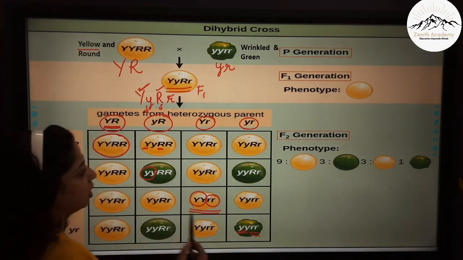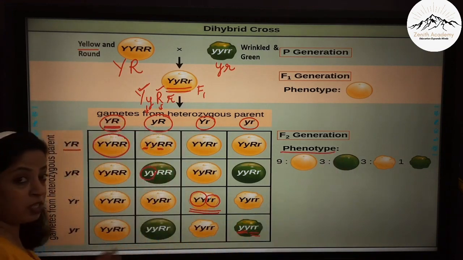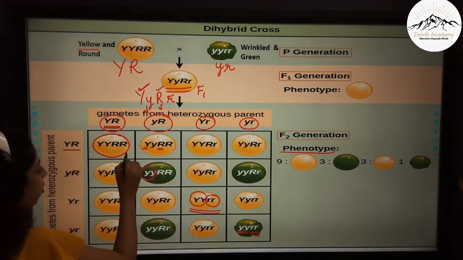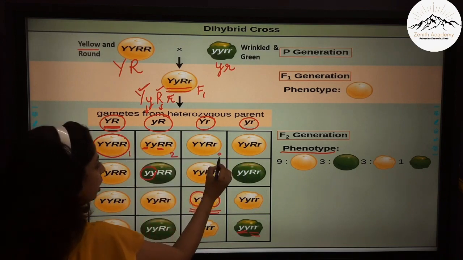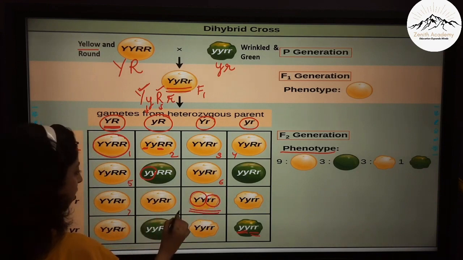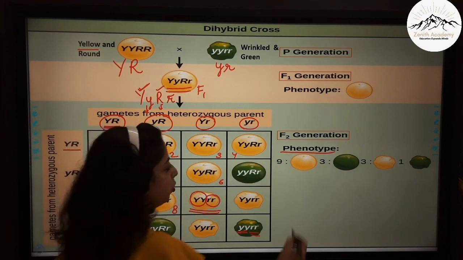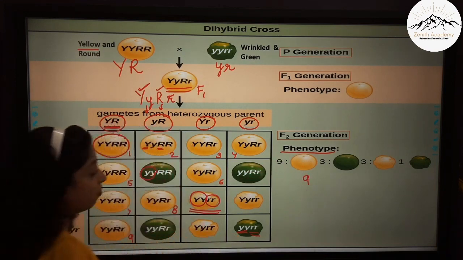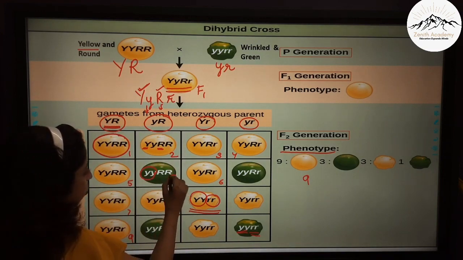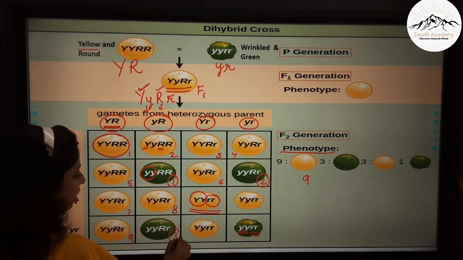Now let us see the phenotype first. In the phenotype is what you see. So if you see yellow and round, how many yellow and round are there? 1, 2, 3, 4, 5, 6, 7, 8 and 9. So there are 9 yellow and round. So you write 9 here. Then when you see green and round, so this is green and round, 1, 2, 3. So there are 3 green and round.